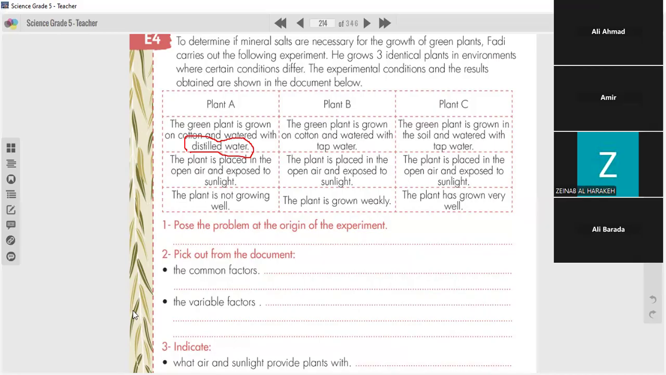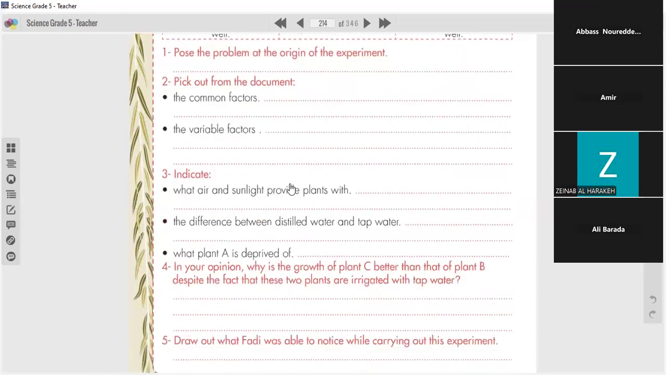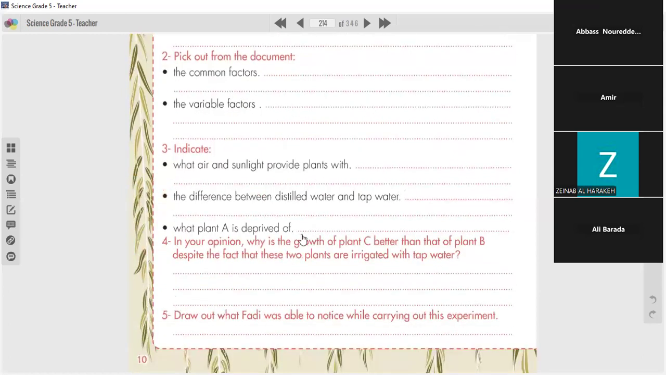Miss, can I start? Water with mineral salts or water with no mineral salts? With no mineral salts, Zeinab. So plant A is deprived of mineral salts, meaning you don't put mineral salts for plant A. This term is very important, by the way. Okay, thank you, Zeinab. Let's go to another one. Deprived means it doesn't have, lack of.